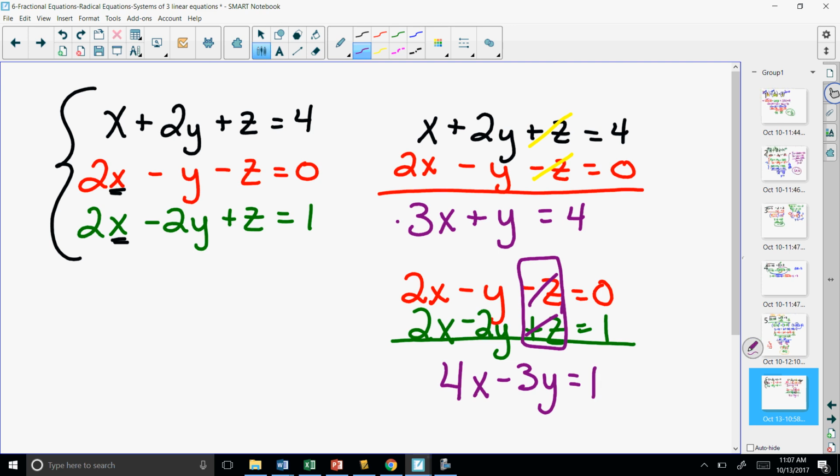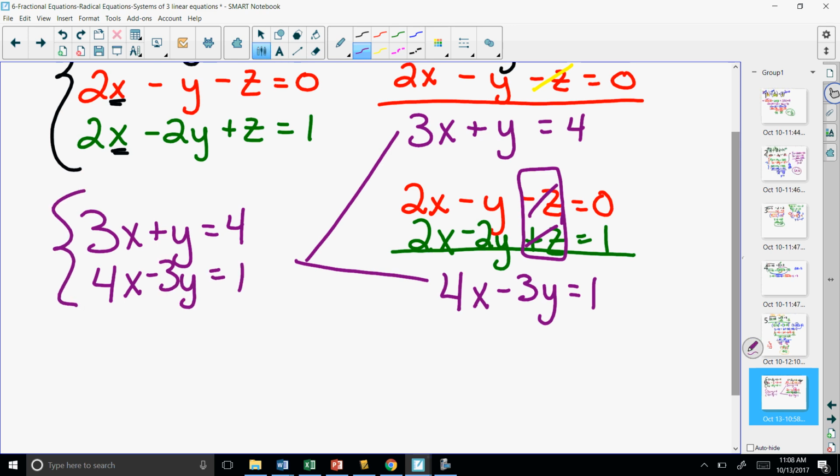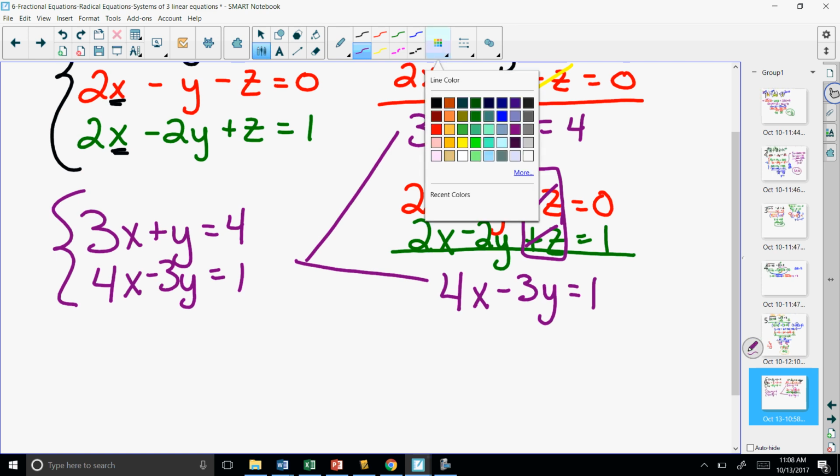Now you want to focus on the two purple equations that I have generated. They both have the same variables, right? I have 3x plus y equals 4, and I have the equation 4x minus 3y equals 1. Now does that look like something you're used to seeing? Yes. So what we want to do from there is go ahead and do elimination and substitution.